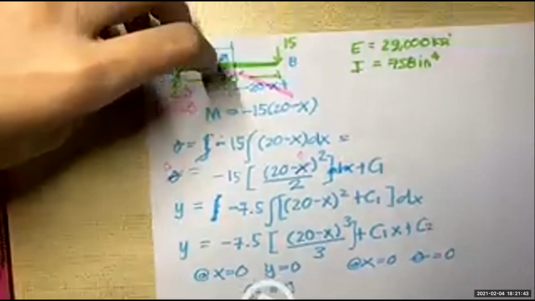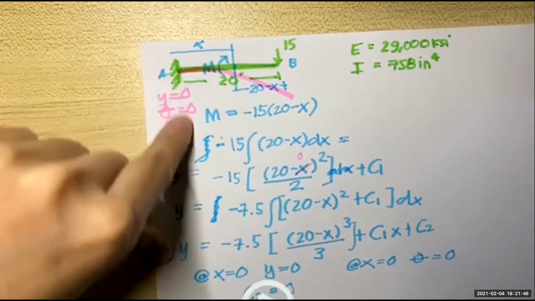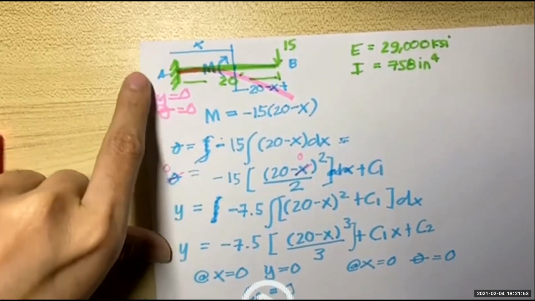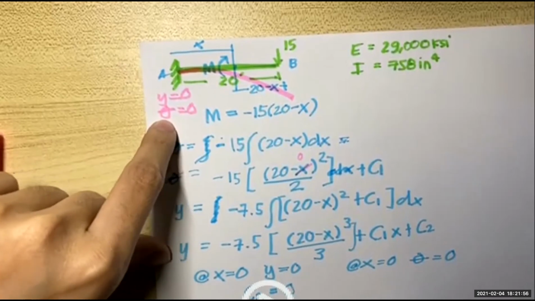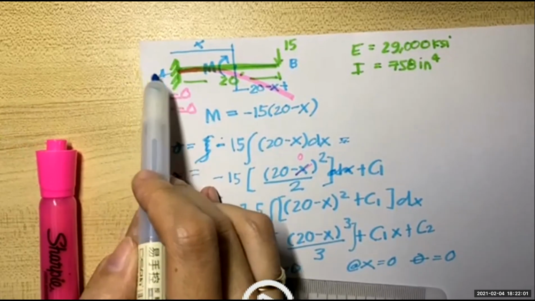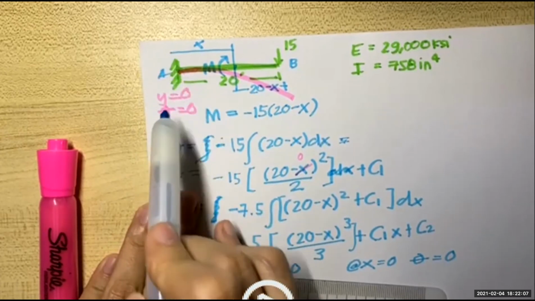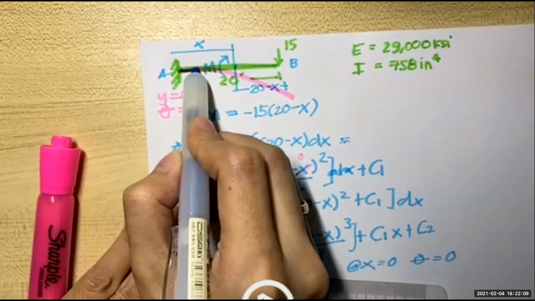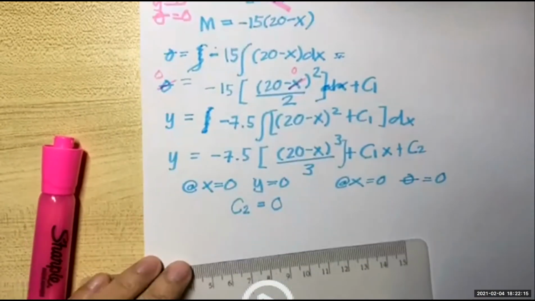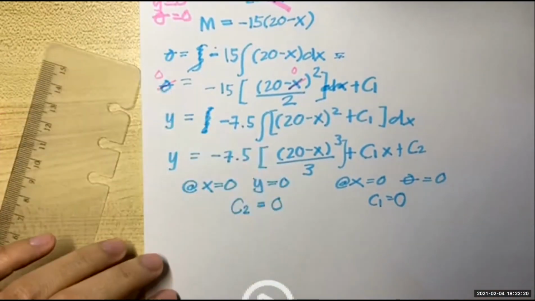For a fixed support, the deflection is always 0, of course, because there is no vertical movement at a fixed support. And always, for a fixed support, the slope is 0. Like I said, our fixed support has a moment reaction, so it resists rotation. Since slope is rotation, you have no deflection there. It's a straight line. Okay, C2 is 0, C1 is equal to 0. Then our general equation is this.